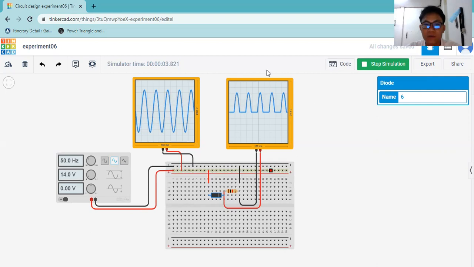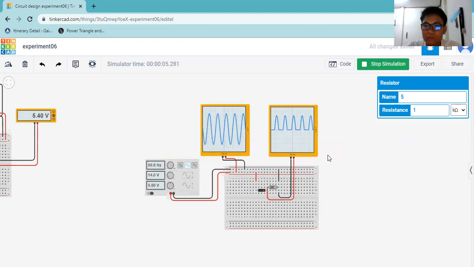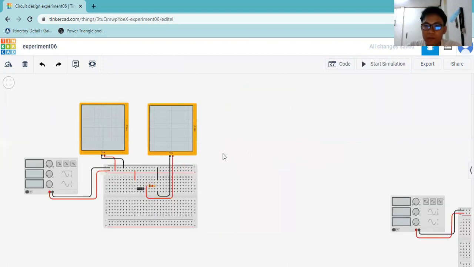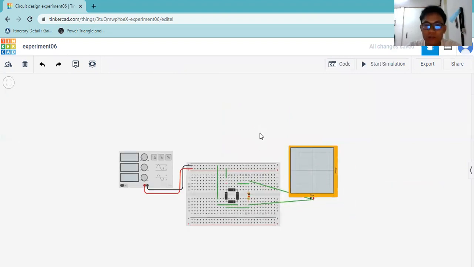So this is measured from the resistor here. So that is the result of the part 3 of this experiment, half-wave rectifier circuit. And the last part of this experiment is full-wave rectifier. So I have drawn here a circuit of this part, full-wave rectifier circuit.